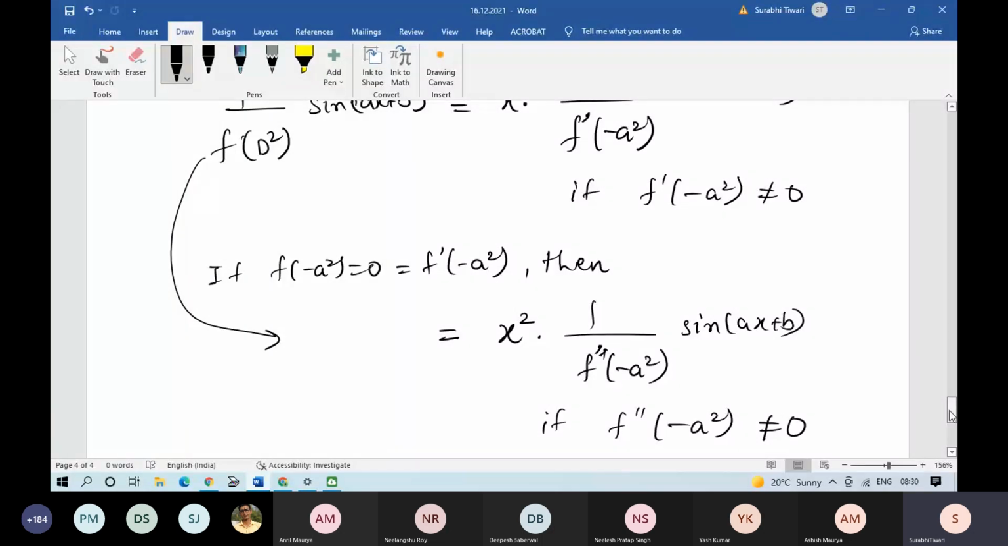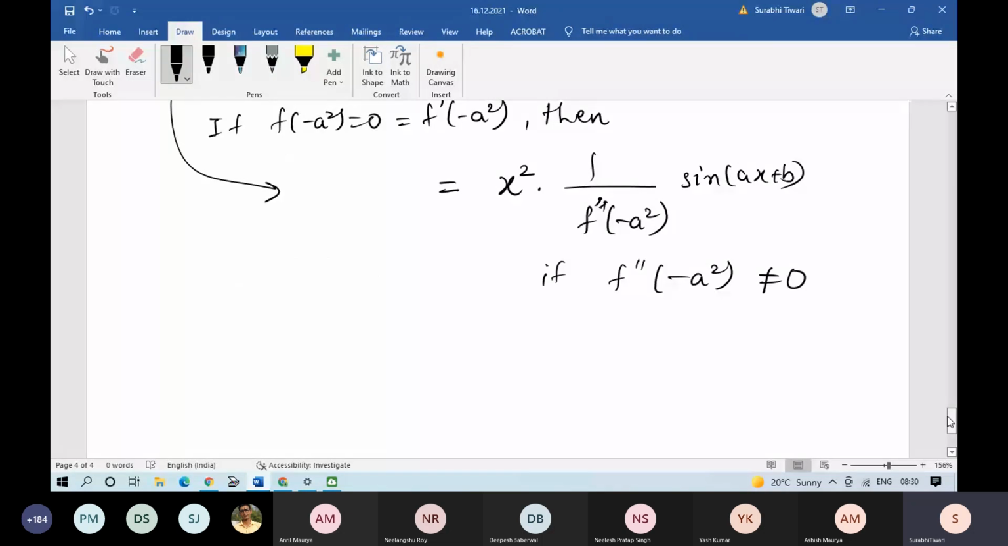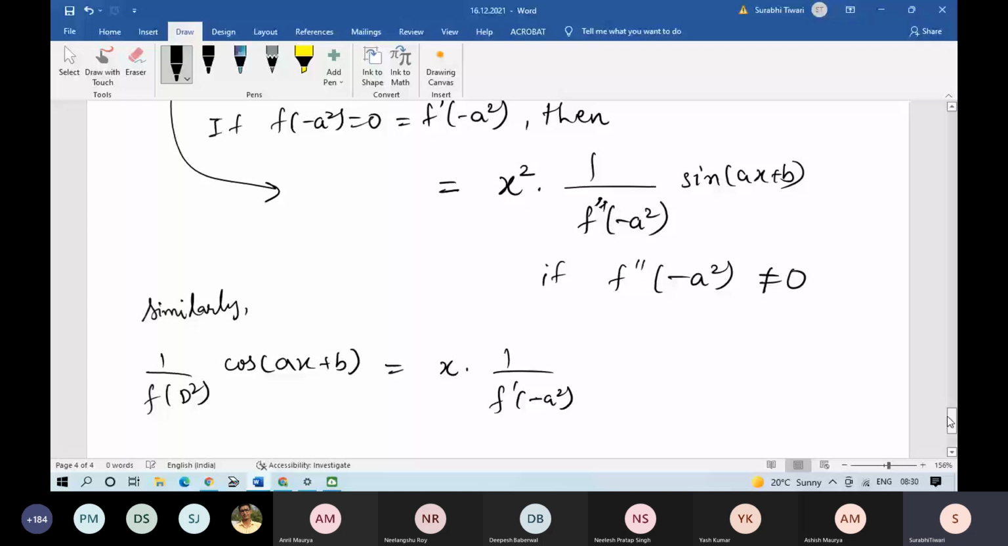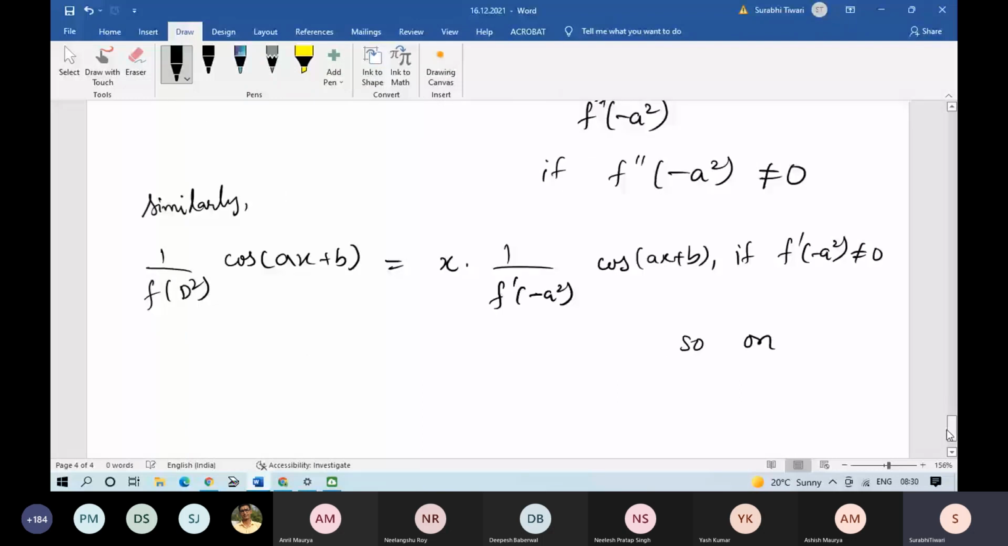ठीक, सिमिलरली सेम फॉर्मूला अप्लाइज फॉर cos values also. 1 upon f D square of cos ax plus b, similarly cos ax plus b, ये भी x into 1 upon f dash of minus a square cos ax plus b, if f dash of minus a square is not equal to 0, so on. मीन्स इसमें भी वही देखते जाओगे, डिनोमिनेटर अगर 0 हो गया तो एक और डिफरेंशिएट कर दोगे. सो इस पे क्वेश्चंस देख लेते हैं.